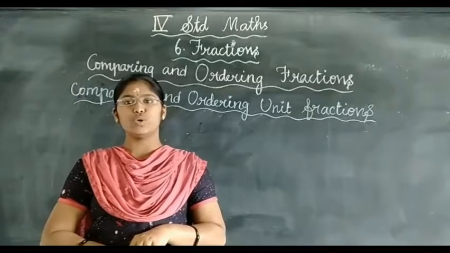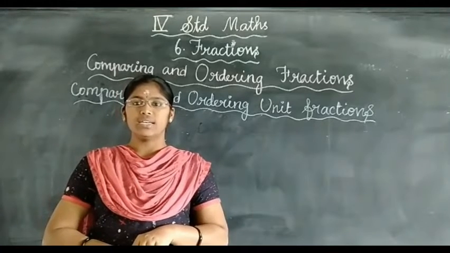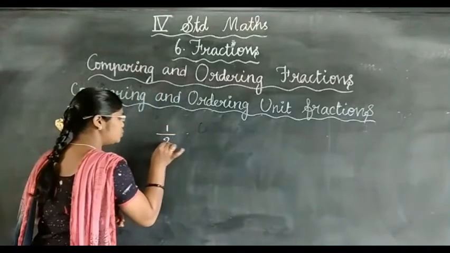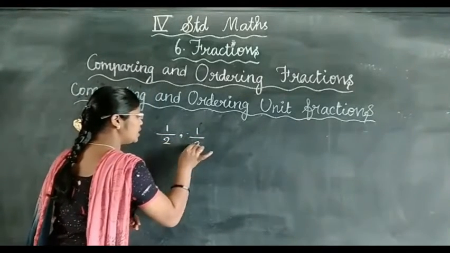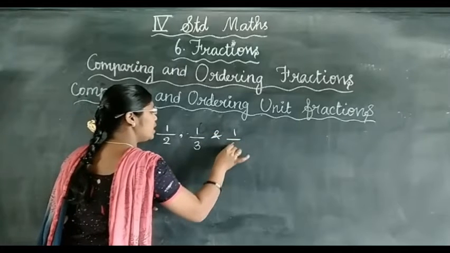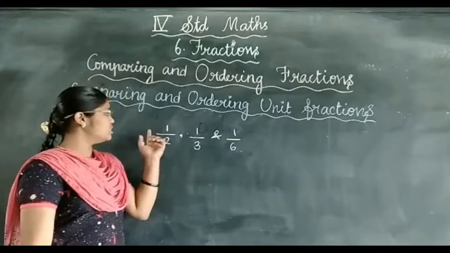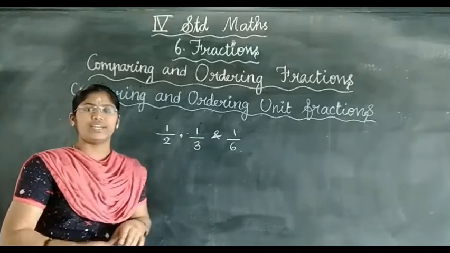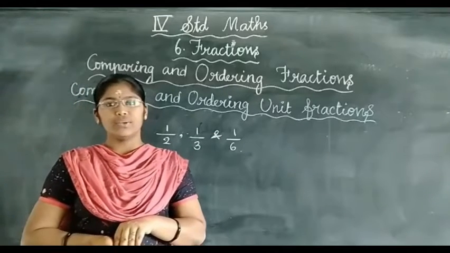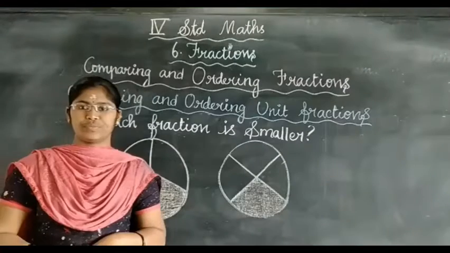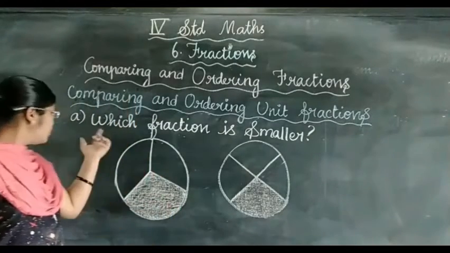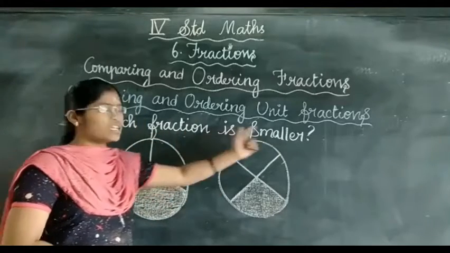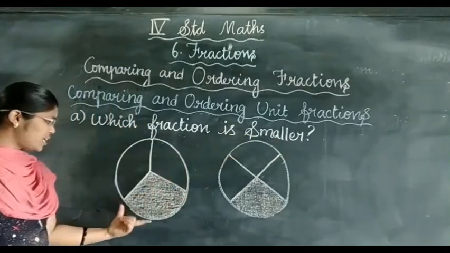A fraction whose numerator is 1 is called a unit fraction. Example, 1 by 2, 1 by 3 and 1 by 6. In this, the numerators are 1 and the denominators are different. These are the examples of unit fractions. The question is, which fraction is smaller? See here, children.